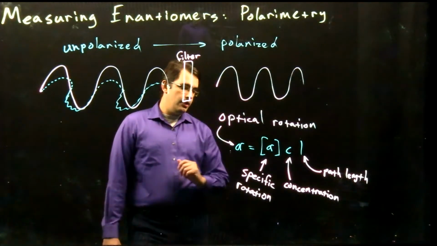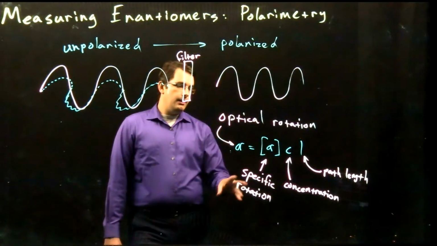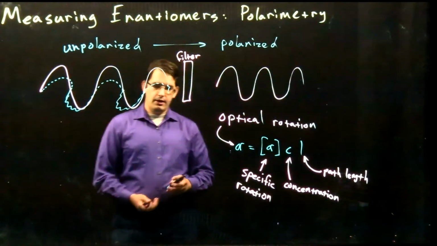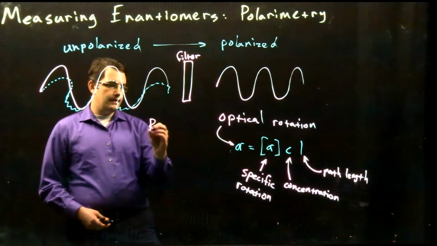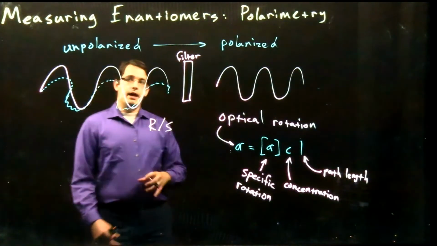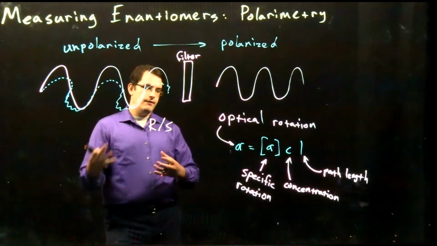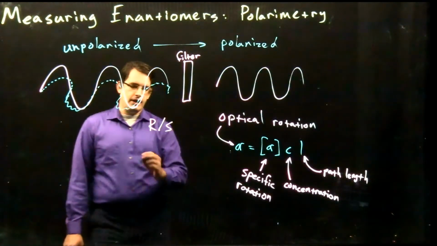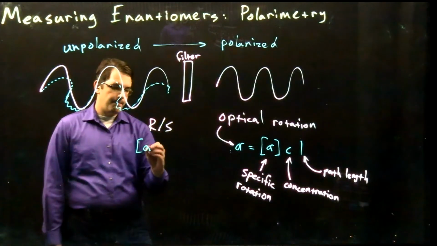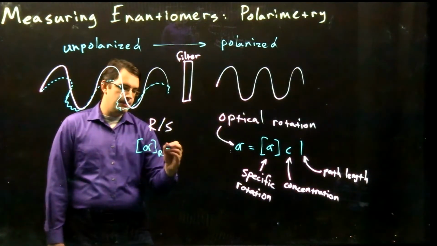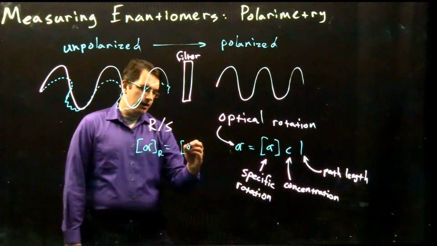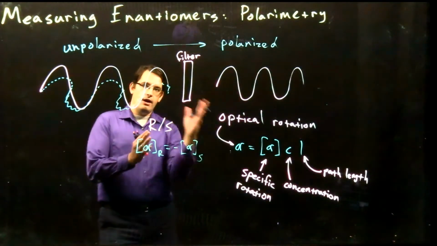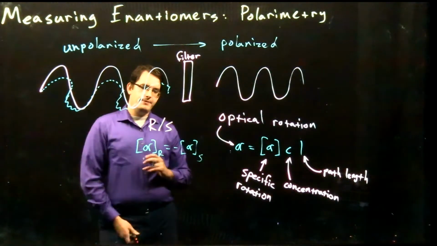Now, one of the important things to know about our specific rotation is that it's going to be unique for specific enantiomers as well. We know that we can identify our enantiomers as either R or S, and you always have a pair. You have an R, and the S enantiomer is the mirror image of your R enantiomer, and their specific rotations will actually be related. The specific rotation of our R enantiomer is going to be the opposite of the specific rotation of our S enantiomer.